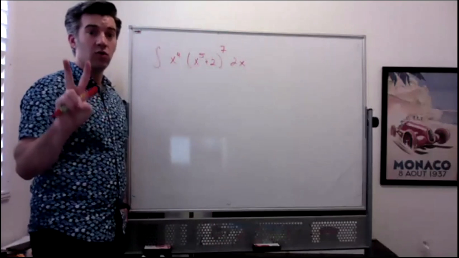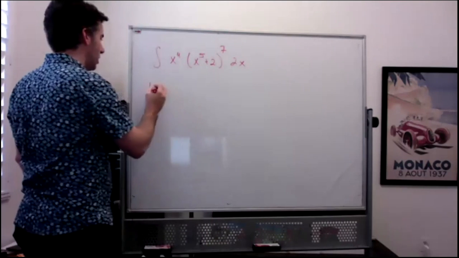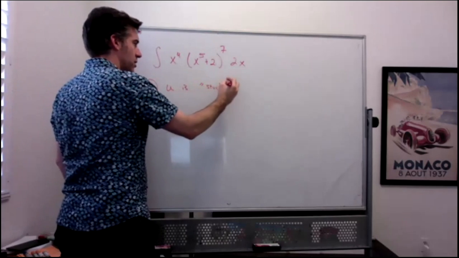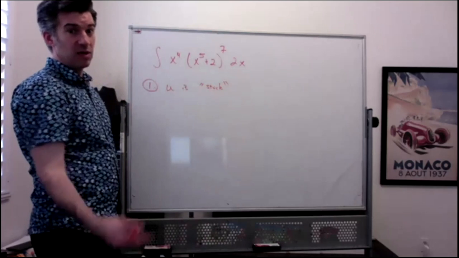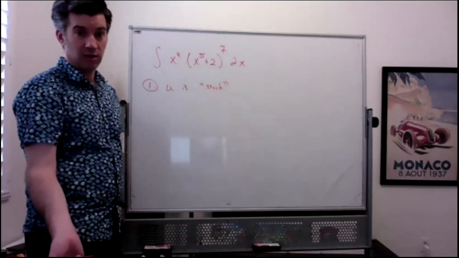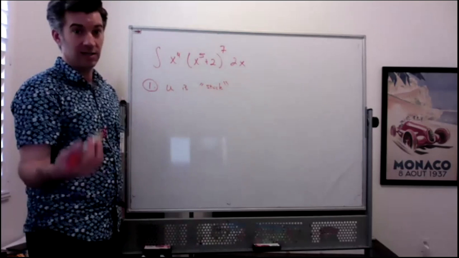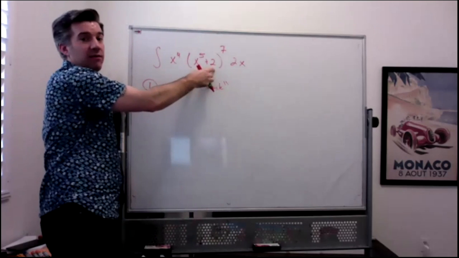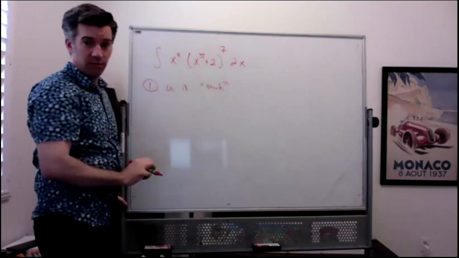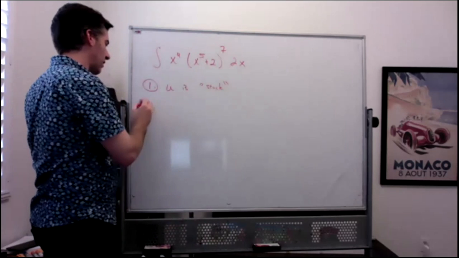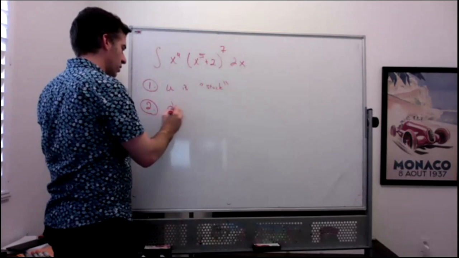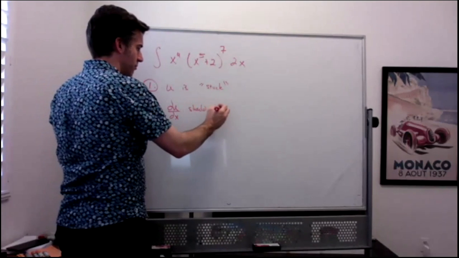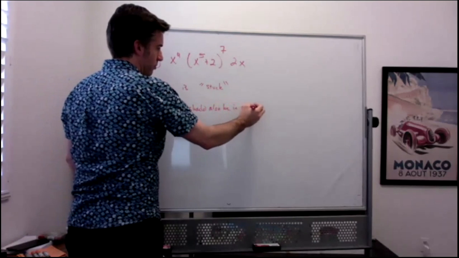And again, there are 2 things informing my choice. One, u is stuck somewhere. It's being raised to a power. It's in an exponent. It's in a root. It's in a trig function. It's in some other function. Here, x to the 5th plus 2 is in the function of being raised to the 7th power. The second thing we're thinking of is the derivative of u, du dx, should also be there in our integral.